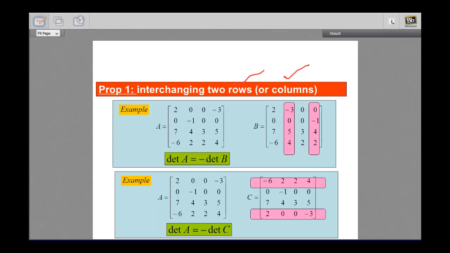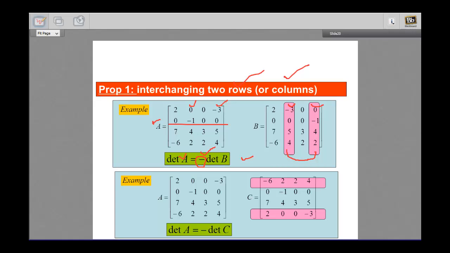For example, this is a determinant A, and if we interchange the third column with the fourth column, then the determinant of A will be equal to the determinant of B with a minus sign. In my face-to-face class, when I tried to solve one question, this point arose: when I interchange any two rows or two columns, the sign of the determinant changes. So this is a property of the determinant.